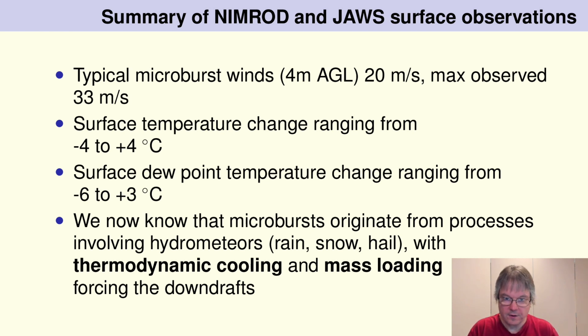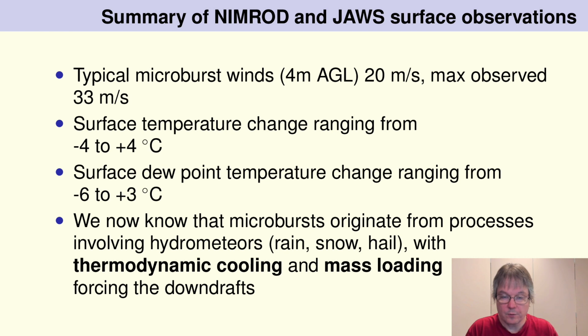In this particular set of studies, they saw surface temperatures that ranged from minus to positive 4 degrees Celsius. So sometimes the air was warmer when it hit the ground or colder, and we can talk about that in a minute. Surface dew point temperature, which is a representation of how much water vapor is in the atmosphere. Sometimes the air was drier, sometimes it was actually moister when it hit the ground from the downburst than the surrounding atmospheric air.